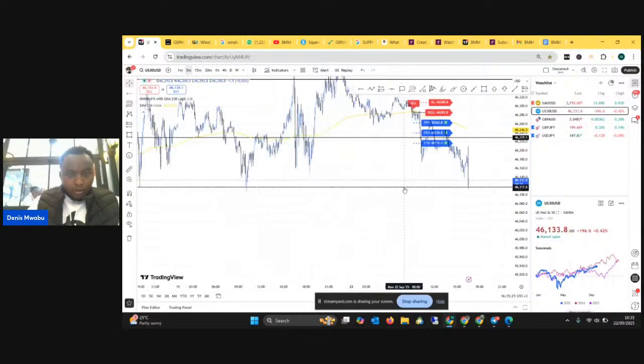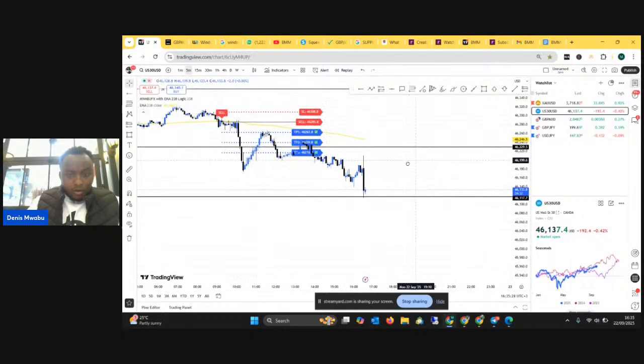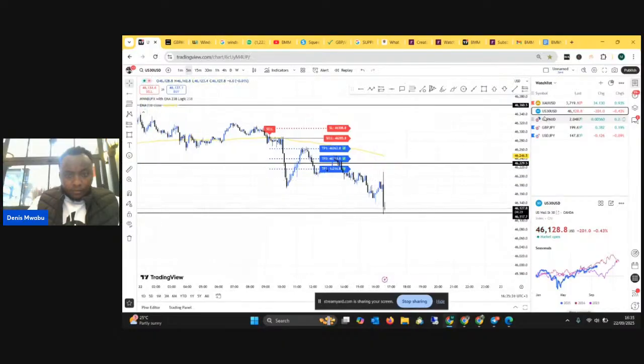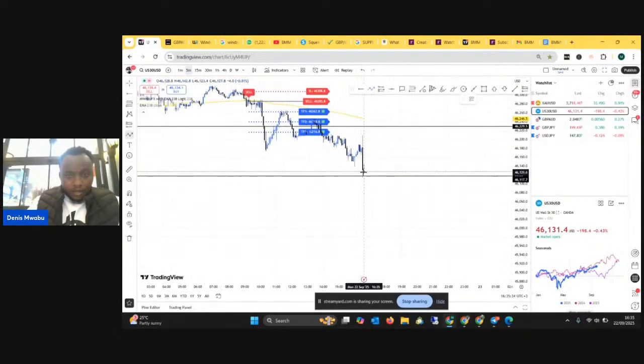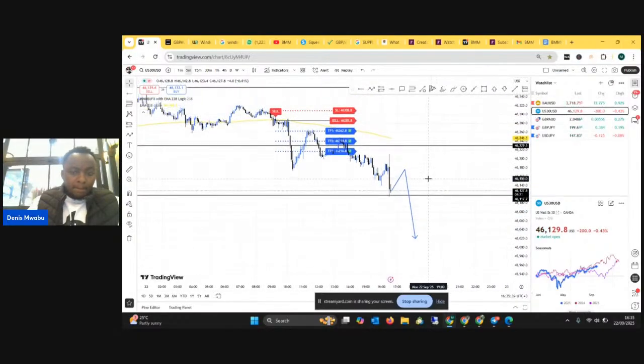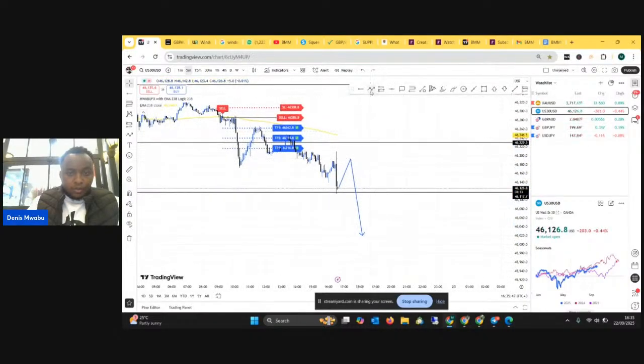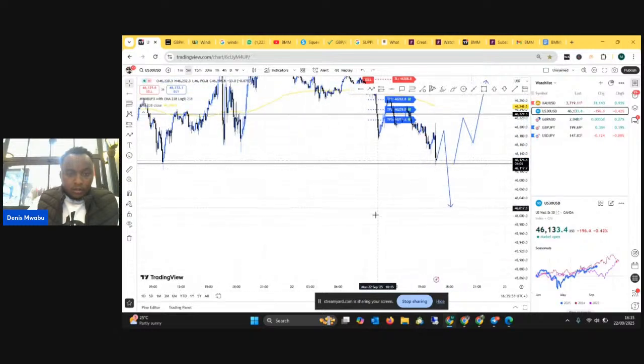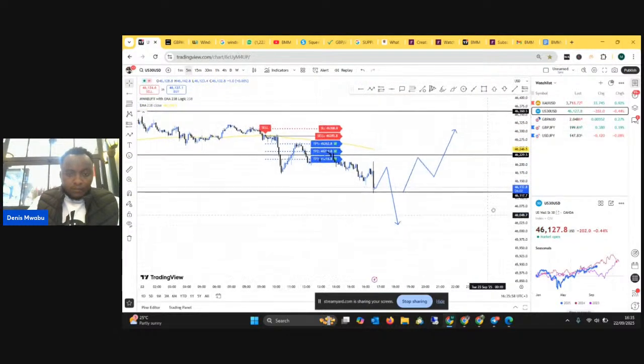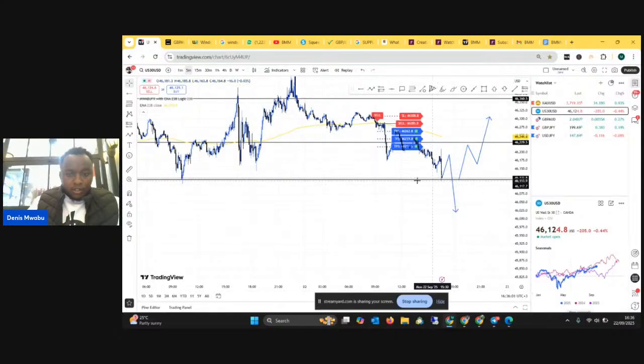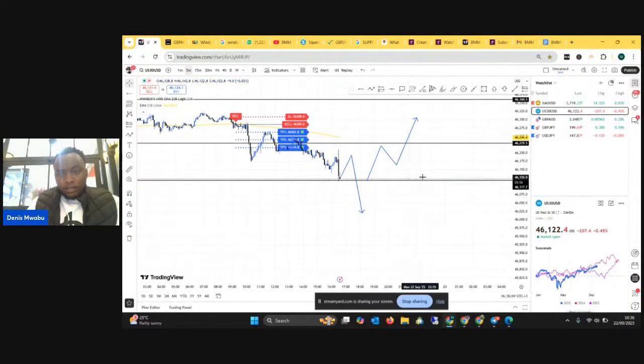What is US 30, man? US 30 has already gone, but it can reject this area here. If it breaks here, we go down. If it rejects this zone here, we can expect it to break to the above. Two alternatives for it. Alternative B is it breaks up, continuing buying out of a rejection of this zone. Let's see what it will do.